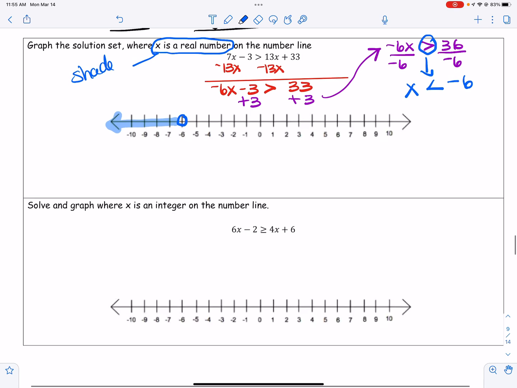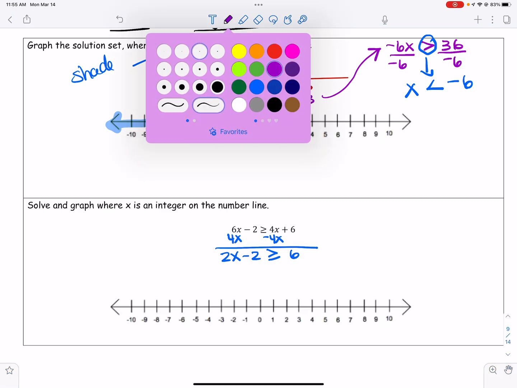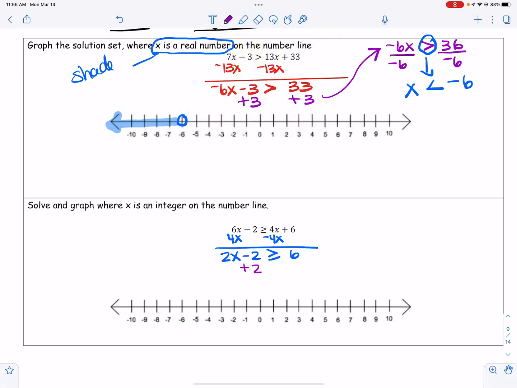Okay? All right, so the next one, we're going to move the 4x. So I get 2x minus 2 greater than or equal to 6. I'm then going to add 2. And so I get 2x is greater than or equal to 8.